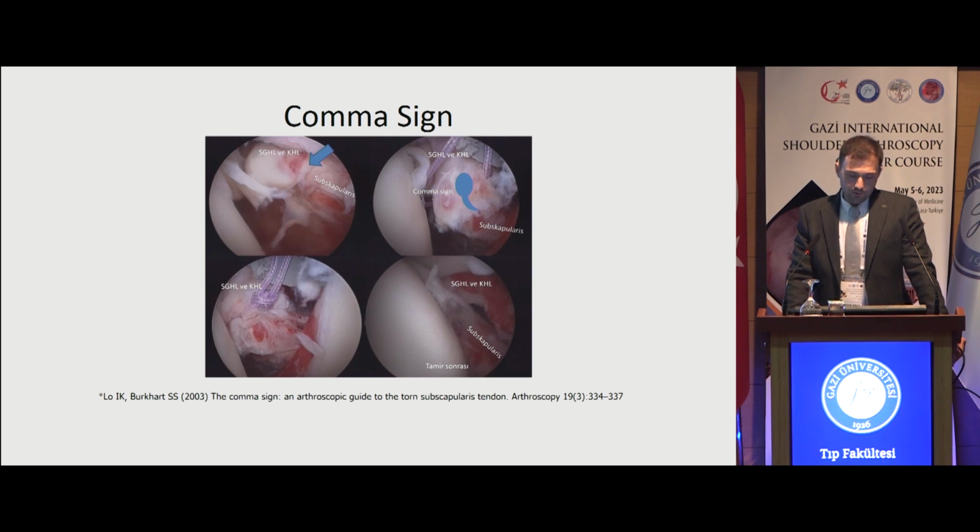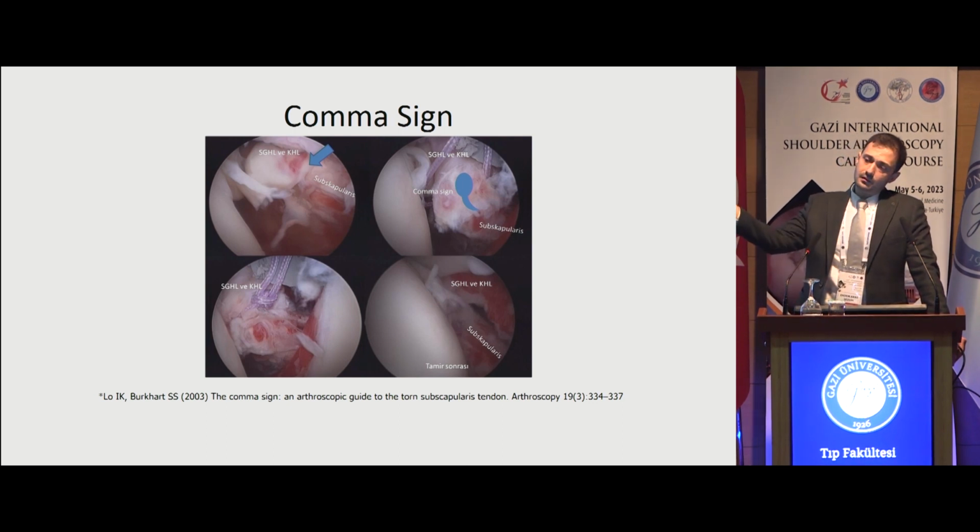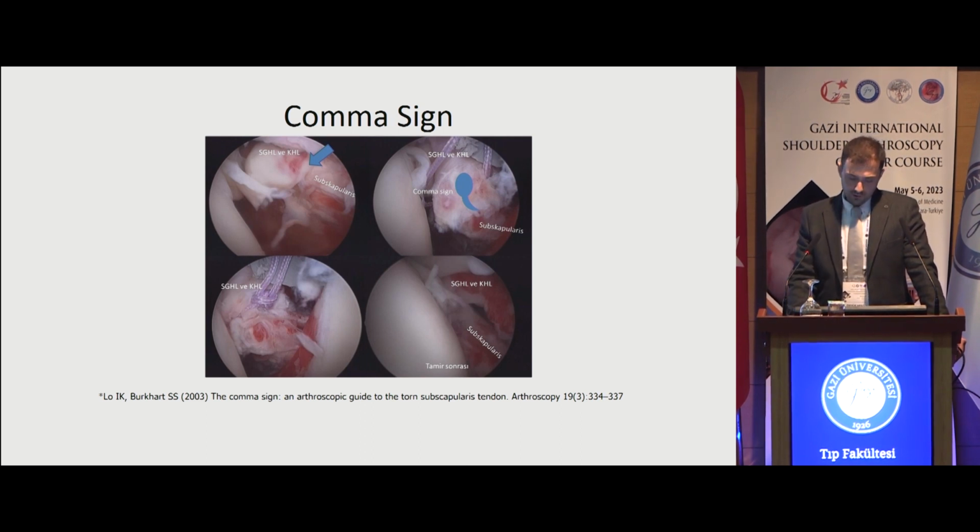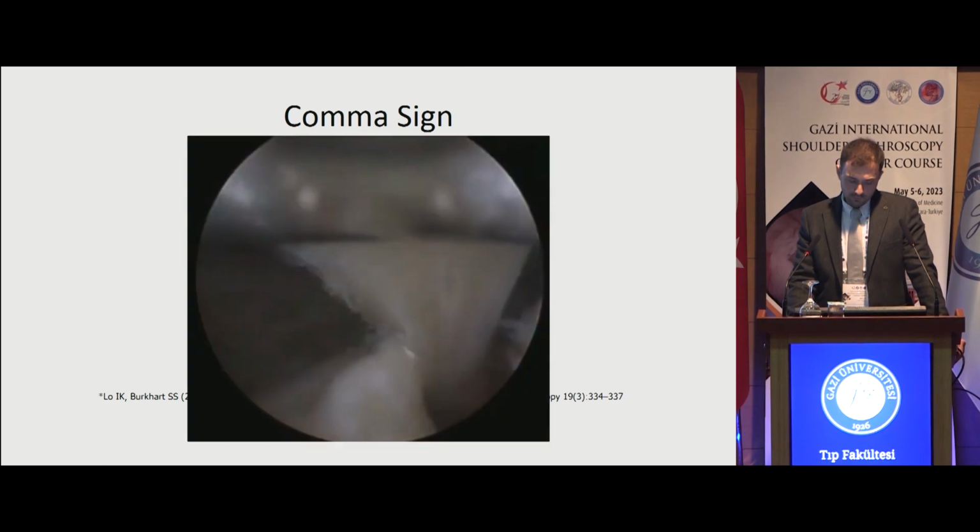First one of these parameters is the coma sign. This was defined by Stephen Burkhardt in 2003. This is actually the superior glenohumeral ligament and coracohumeral ligament being pulled medially by the torn subscapularis tendon. By being pulled medially, they form a vertical curtain-like shape which guides you to the insertion of the subscapularis. Let me show you better on a video.